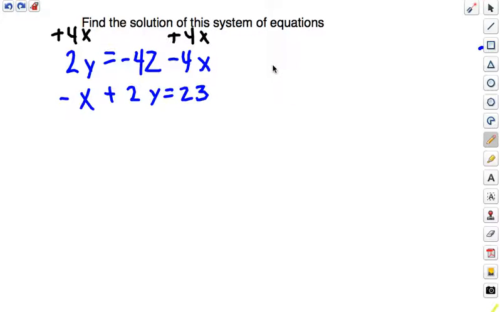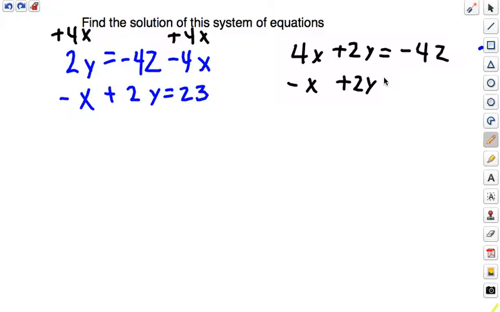So we have 4x plus 2y equals negative 42. Okay, and our second equation just stays the same. So we have negative x plus 2y equals 23. All right, now they're lined up, so we want to cancel something out here. Well, the two y's are the same already, so if we just multiply this bottom equation by negative 1, we can have a situation where the y's will cancel out.